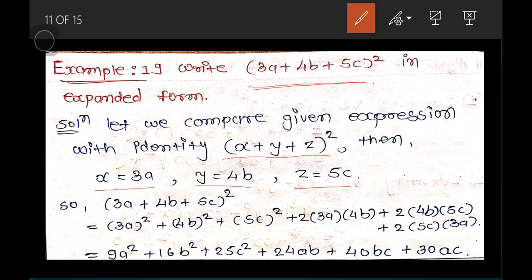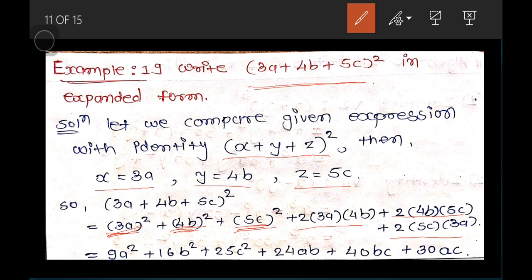Now we put the values in identity number 5 and we get 3a plus 4b plus 5c all square is equal to 3a square plus 4b square plus 5c square plus 2 into 3a into 4b, first term and second term, plus 2 into 4b and 5c, that is second term and third term, and plus 2 into 5c into 3a, that is third term and first term. We rotate this cycle: first, second, second, third, third, first.